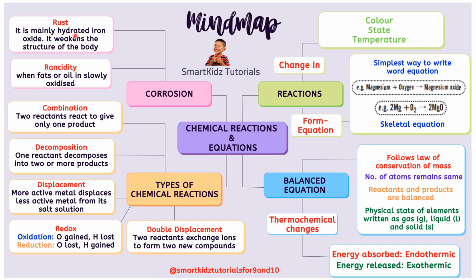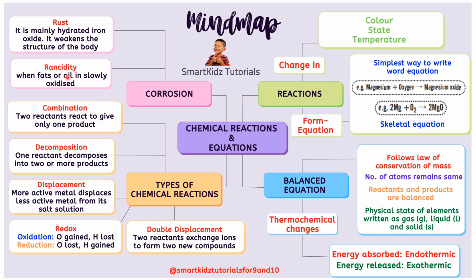You see rusting happening, especially during the monsoon season, where you have this red material forming, and this is basically because of hydrated iron oxides. It weakens the structure of the body, so we don't like rusting. To prevent rusting, we usually apply paint or something to prevent the contact of air with the metal, thereby preventing rusting.